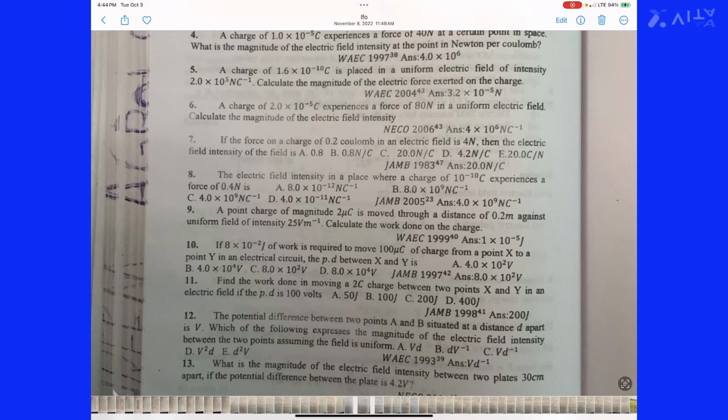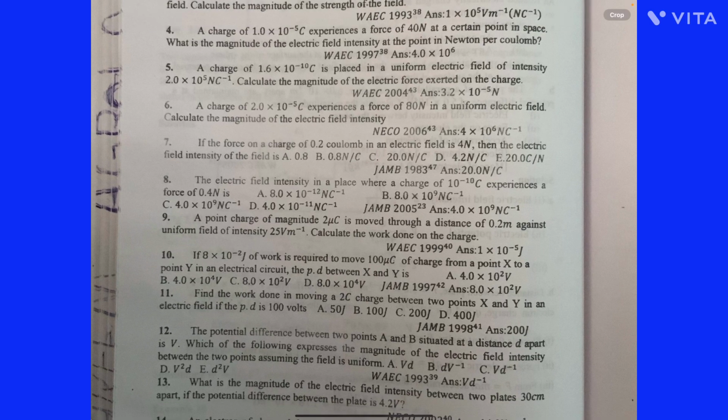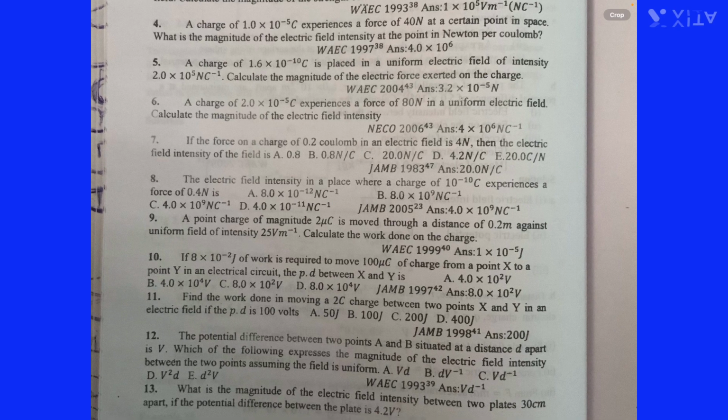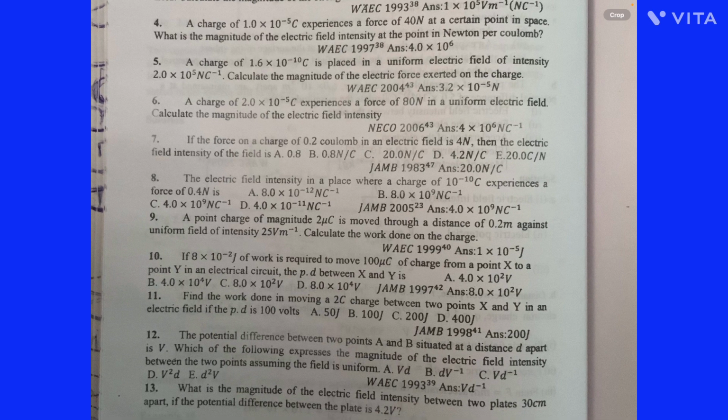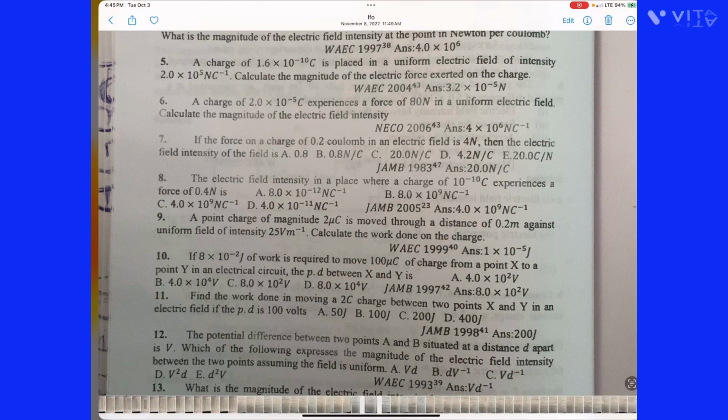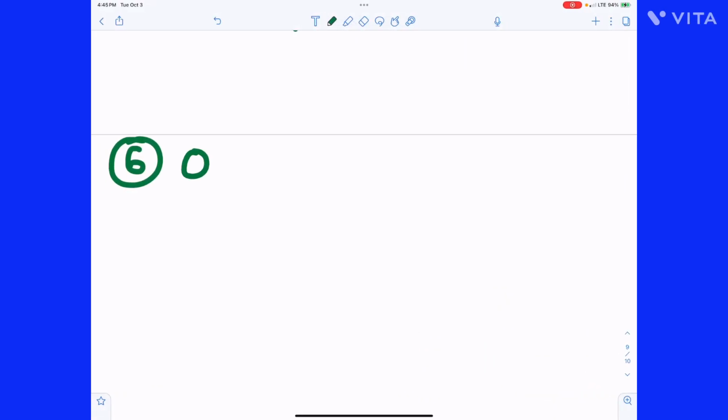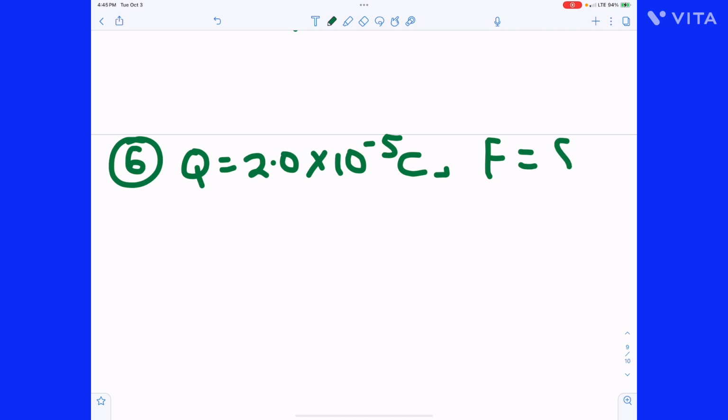Now, senior, let's continue with our electric field exercises. Number 6 says a charge of 2.0 times 10 raised to the power minus 5 coulombs experiences a force of 80 newtons. In this question, we are to find the electric field strength or intensity.